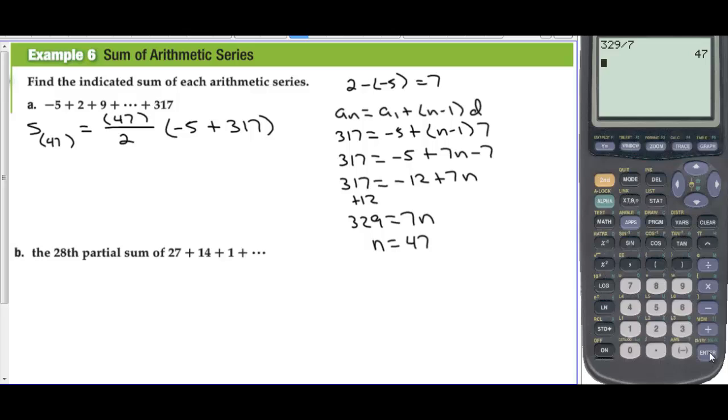Now we need 47 divided by 2 times -5 plus 317, which is equal to 7,332.